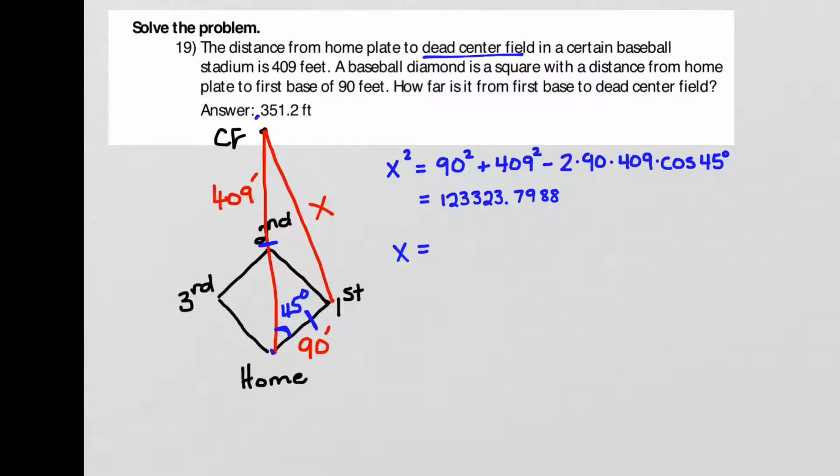But remember, we want to find x, so I take the square root of that. Personally, after this is displaying, I hit the caret and 0.5 and just raise to the 0.5 power rather than trying to take the square root with the radical symbol. It's just a little quicker, a little less button pushing. And I get 351.17. Rounded to 1 decimal place, 351.2. So that's how we get that answer.